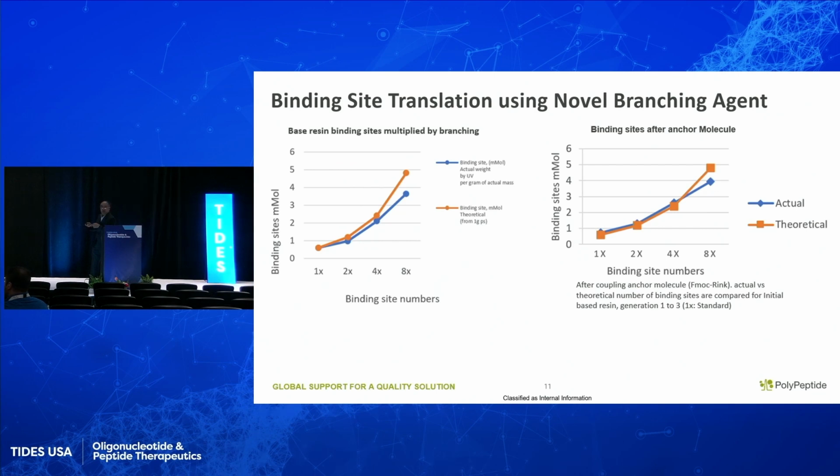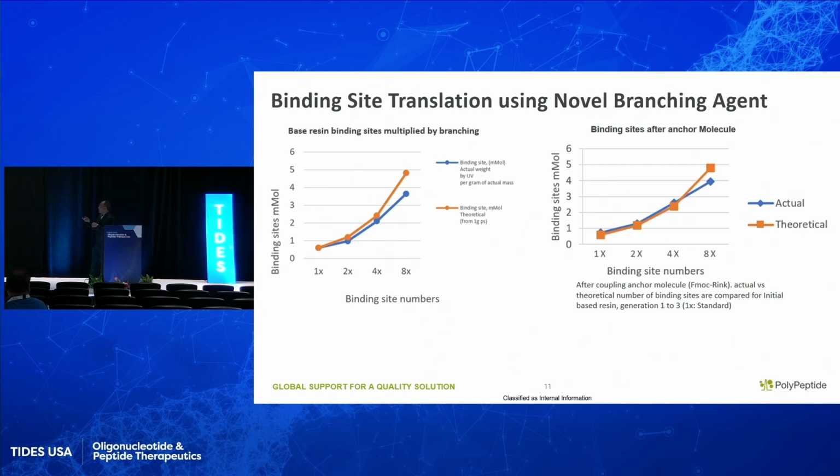Now let's look at what happens after you put the Fmoc ring. This is the linker where the first amino acid binds. We need to put this linker because we have to detach our product after synthesis. The pattern closely resembles the previous graph that you just saw, so the linker, the anchor molecule Fmoc ring, is successfully going onto the branching site.